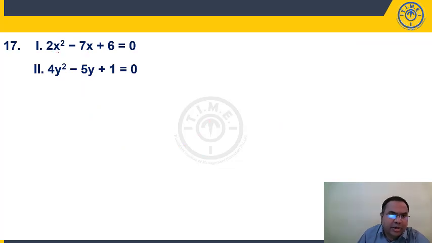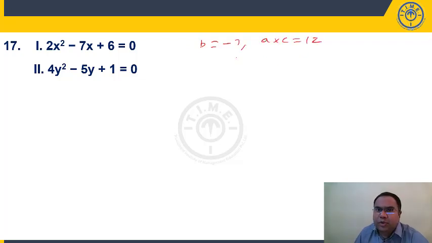Question number 17, students. 2x square minus 7x plus 6. B is minus 7, A into C is 12. So write B as sum of two numbers, right? We can write it as 4 and 3. 4 plus 3 is 7, 4 into 3 is 12. But we should get minus 7. So I am taking minus 4, minus 3.